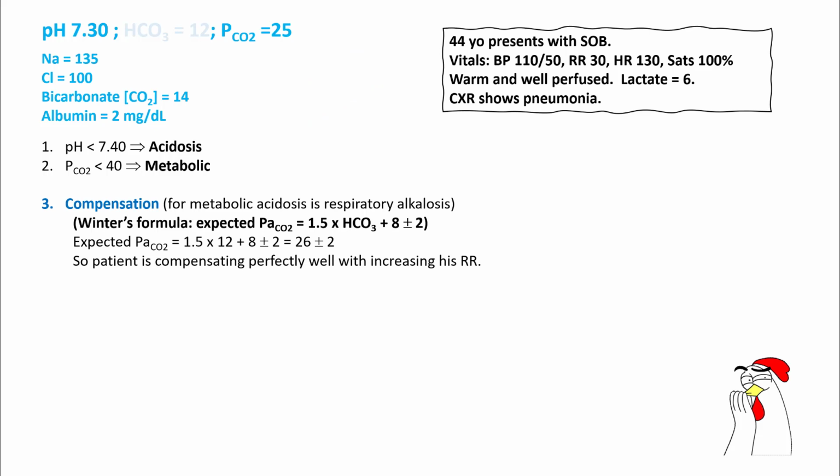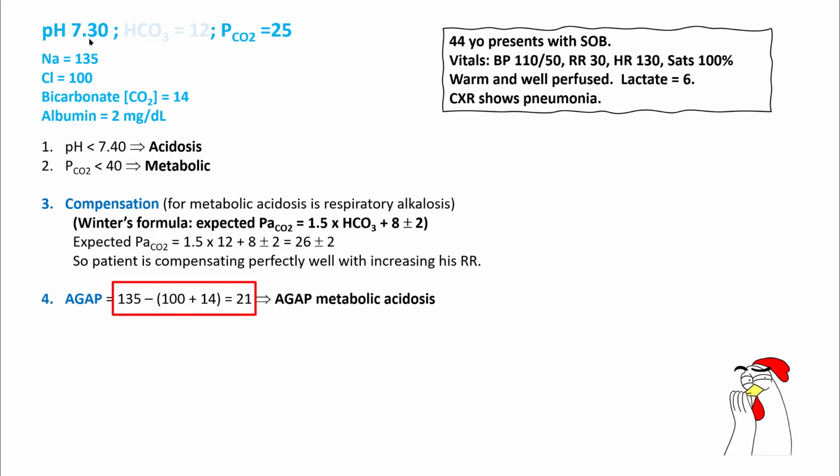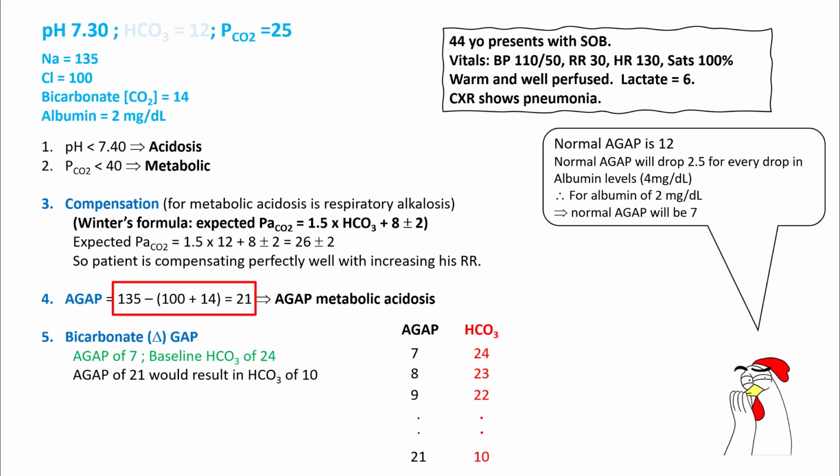Compensation for metabolic acidosis is respiratory alkalosis. So using your Winter's formula, your expected PaCO2 comes out to be 26 and his PaCO2 is around 25. So this patient is compensating pretty well with increasing his respiratory rate. His anion gap is 21, so he has anion gap metabolic acidosis. Last step, looking at the bicarb gap.